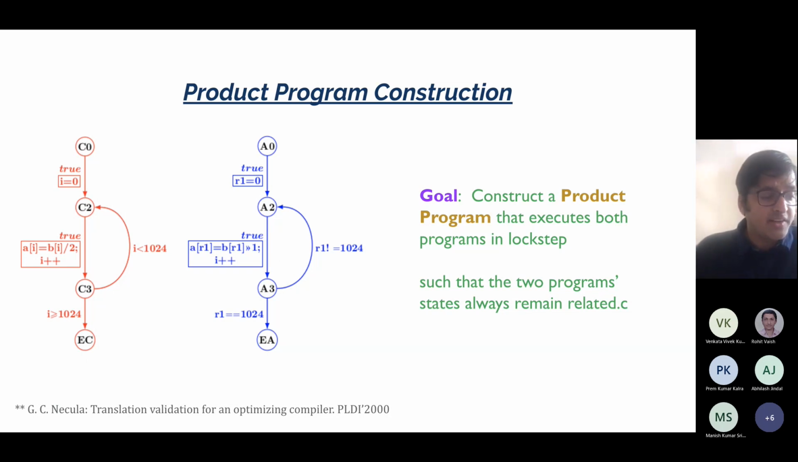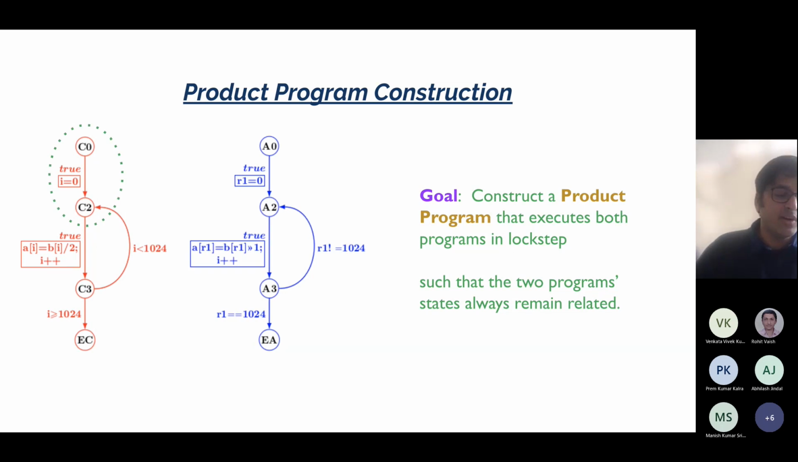A product program is a program that executes both programs in lockstep. The product program correlates the transitions in one program with the transitions in another program as though they execute correspondingly in lockstep. For instance, the transition from C0 to C2 needs to be correlated with some edges of the assembly program. In this case, let's say we decided, somehow magically, and how we are going to do that is exactly what I'm going to show you later, that it is correlated with A0 to A2.